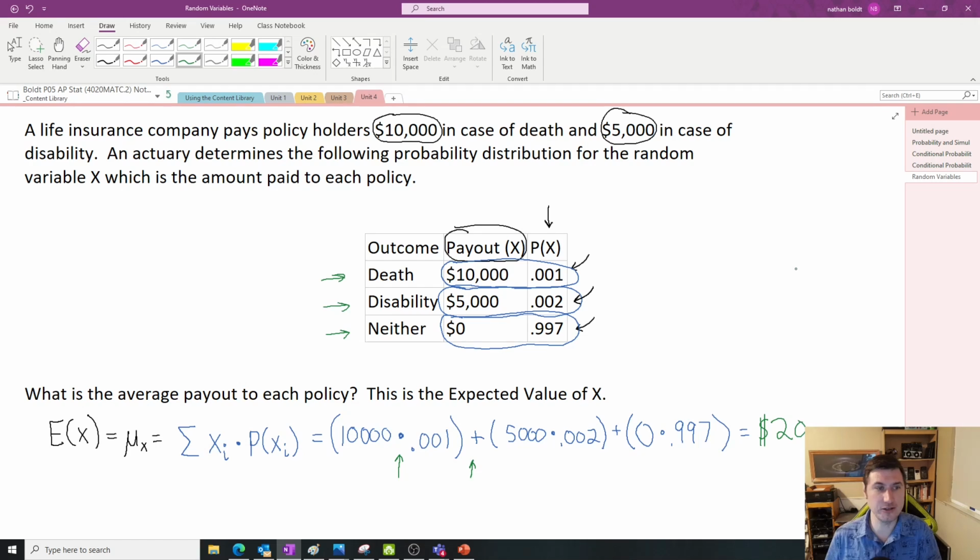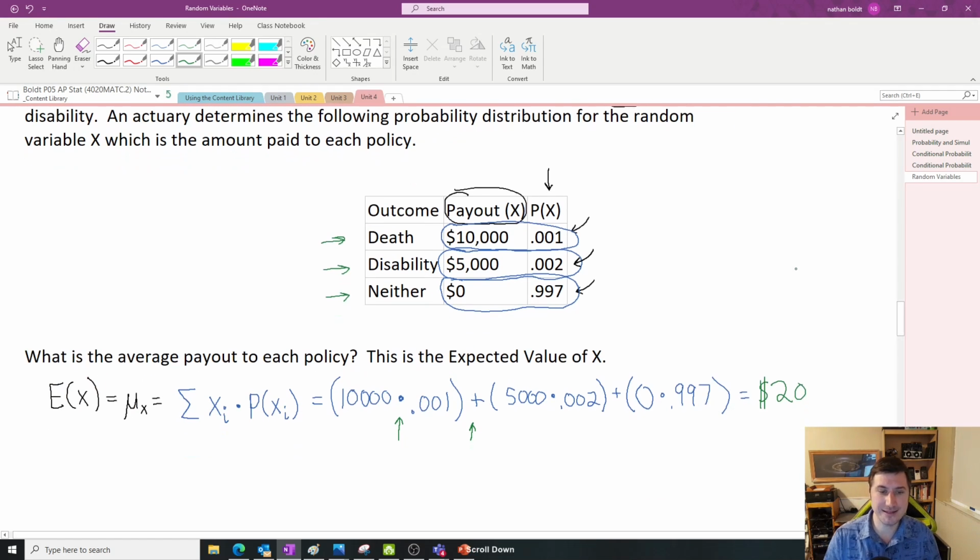So, what does this insurance company have to do to make money? Charge more than $20. If they charge $50 for a policy, they make, on average, $30 per person for this policy. So, that is expected value.